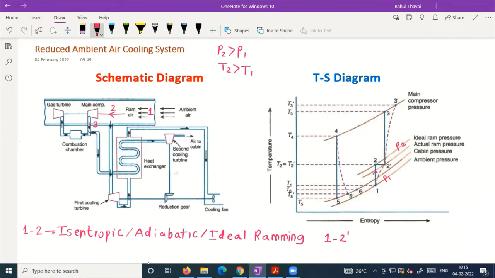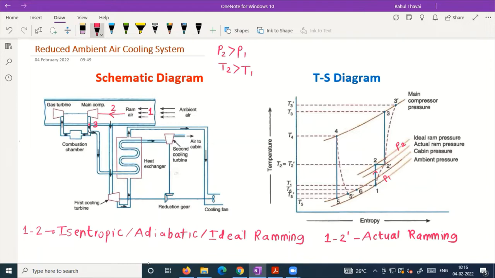Okay, but if you move along a vertical line, it is said to be an isentropic process or adiabatic process or ideal process. But when you move in this manner, like 1 to 2 dash, it's an actual ramming. So what difference will you observe between the ideal ramming and the actual ramming?